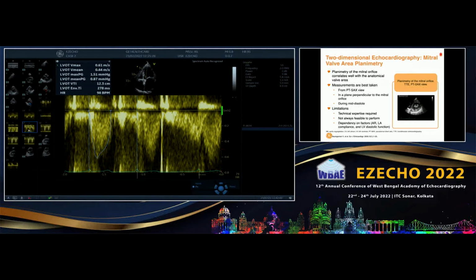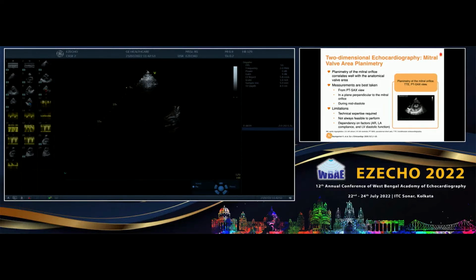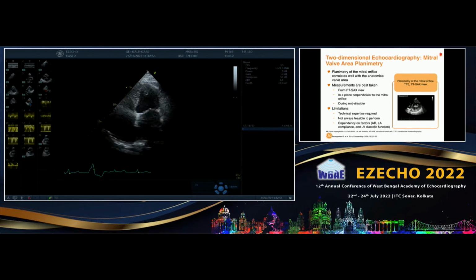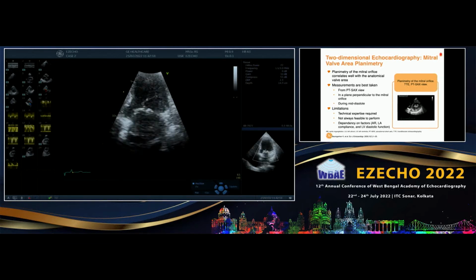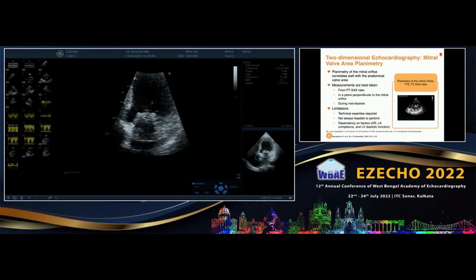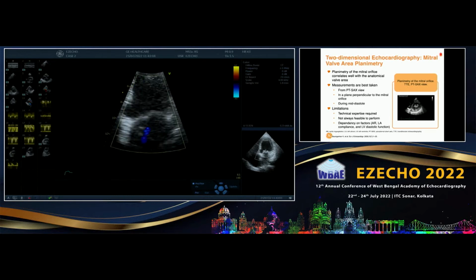Now, how do we quantify the MR in this patient, whether it is mild or moderate? That is very important in this case. Zoom it up at the proximal. As we know, obviously the DVI we talked about, if there was a significant MR, is completely out.